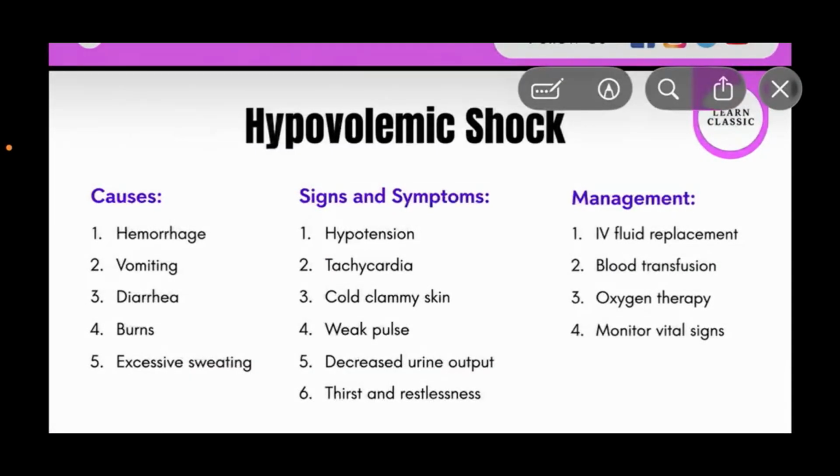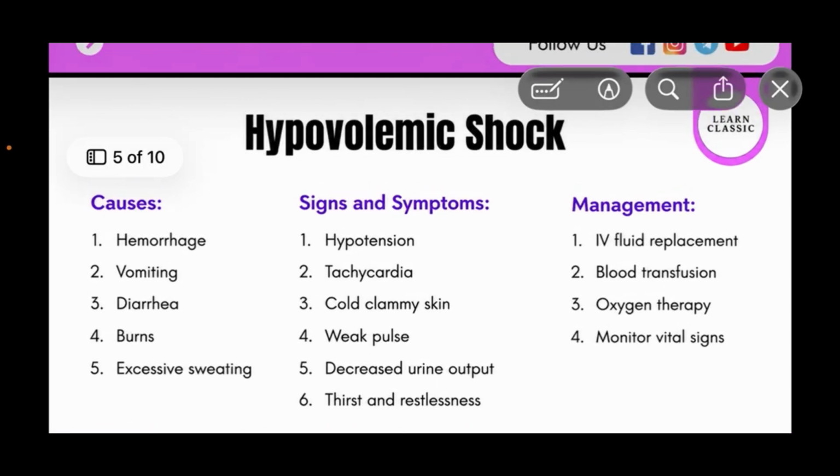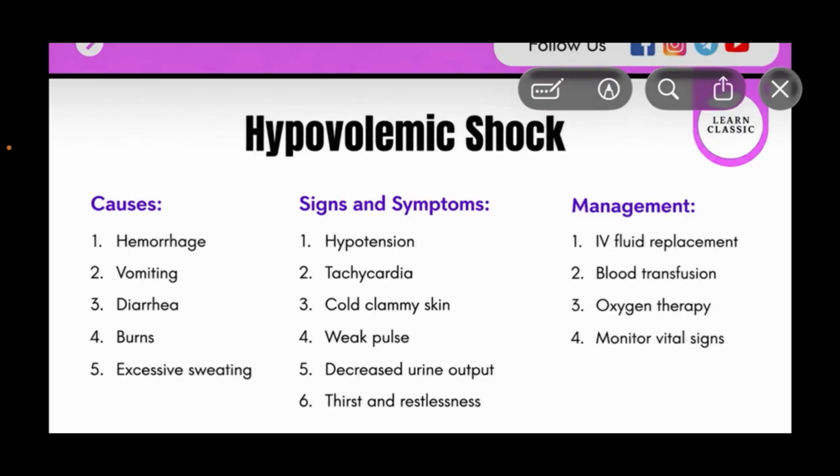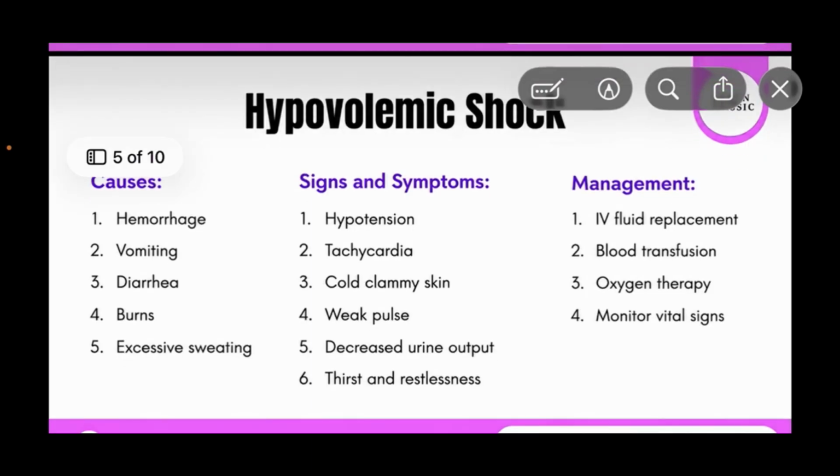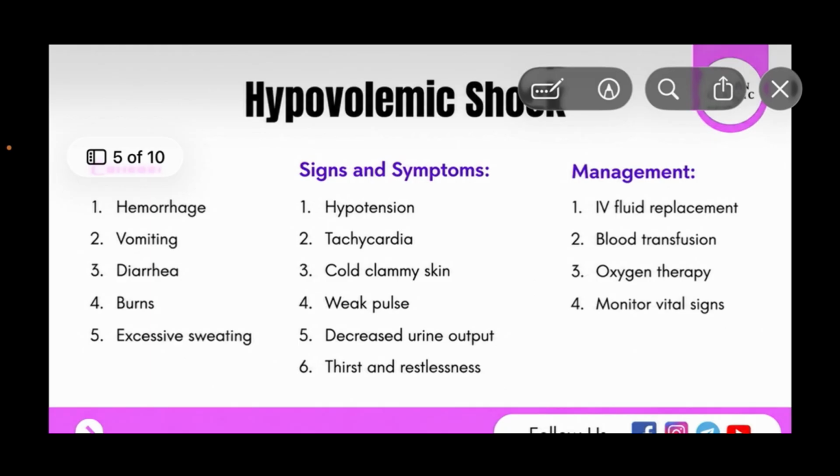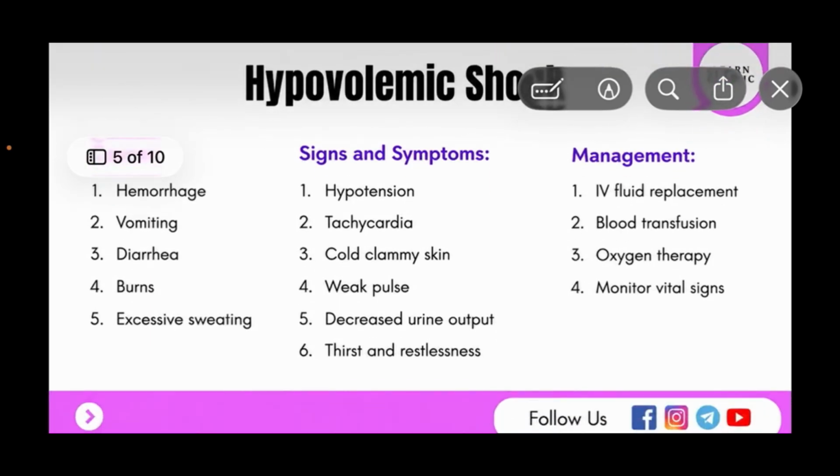Okay, then coming to the signs, symptoms, causes and management of each type of shock. So starting with hypovolemic shock. What are the causes of hypovolemic shock? Causes are hemorrhage, vomiting, diarrhea, burns, and excessive sweating. All these are causes of hypovolemic shock, like heavy bleeding after a road accident.